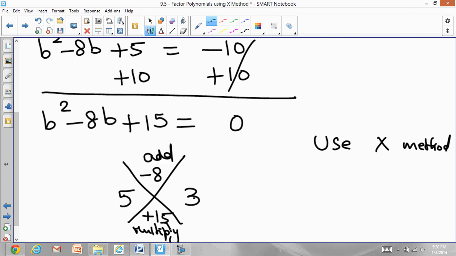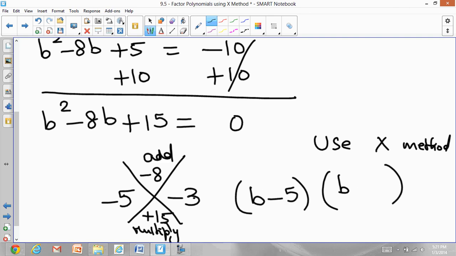At the same time, you need to ask, will 5 and 3 added give you negative 8? The answer is no. But negative 5 and negative 3, when you add them, give you negative 8, and negative 5 and negative 3 multiplied will give you positive 15. Once you're done with the X, you go and finish up the factors. In this case, you're using b. So b is over here. The first one is b minus 5 and the second one is b minus 3. So this will be the answer.